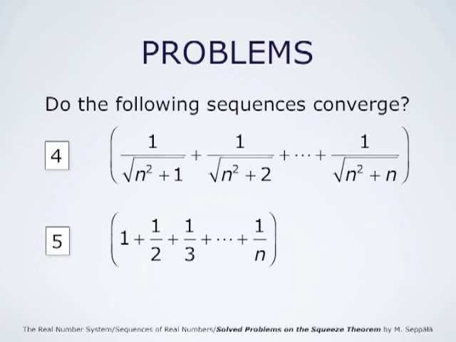The final problem has important applications. We have to figure out whether the sequence formed by the numbers 1 plus 1 half plus 1 third plus and so forth plus 1 over n converges or not. This sequence is like the sequence in problem number 4, formed by sums. The nth element of this sequence is a sum that has n terms. We have to figure out whether this sum converges.